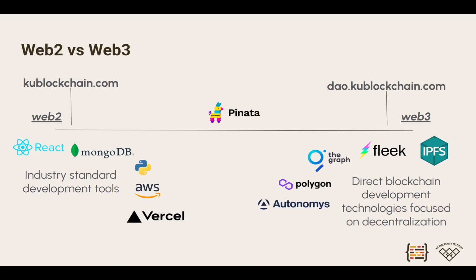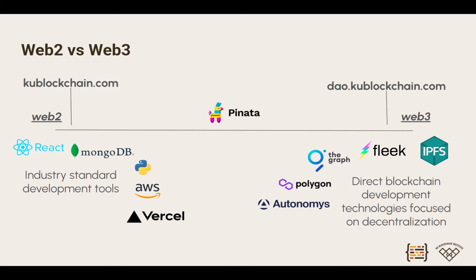And the reason I have Pinata right in the middle is because Pinata is both a Web 2 and Web 3 service. Their Web 3 service is IPFS pinning, so they pin files using the IPFS protocol. On the Web 2 side, they store the files. They use AWS to store files. They have a React front end on their website. They have a lot of Web 2 components.